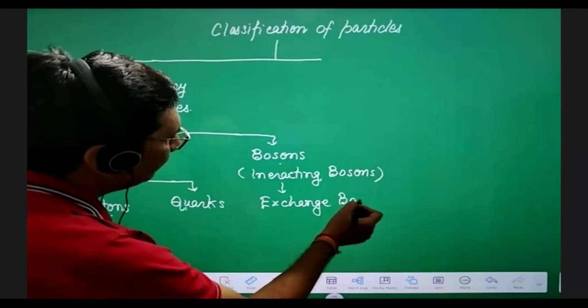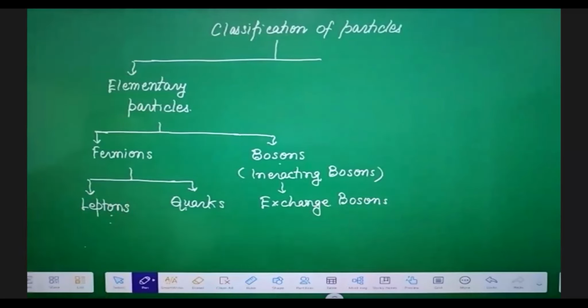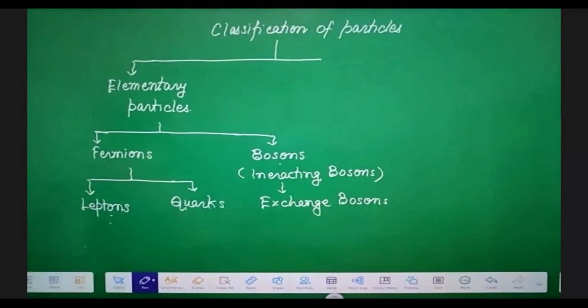I'll give you the names of them after 5 minutes. So these are elementary particles. In elementary particles, fermions, particularly leptons and quarks, are there, and exchange bosons are there.